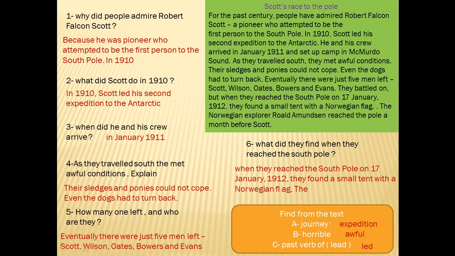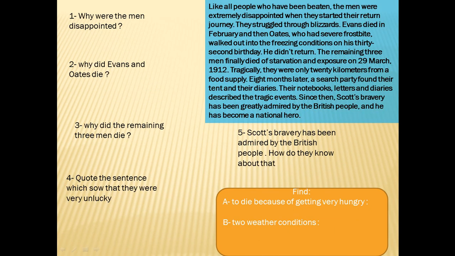Let's go now to the next slide. Here also we have the second part of the article. Let's read it. Like all people who have been beaten, the men were extremely disappointed, very sad, very exhausted. When they started their return journey, they struggled.